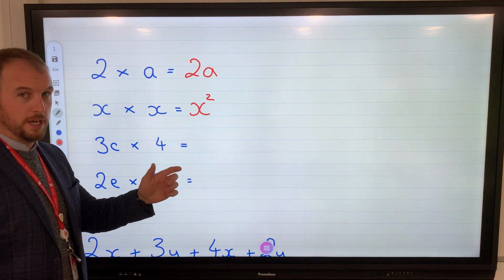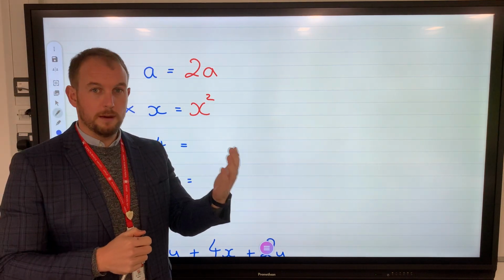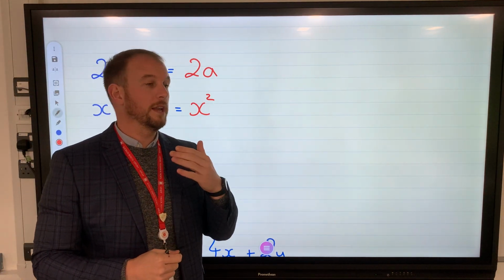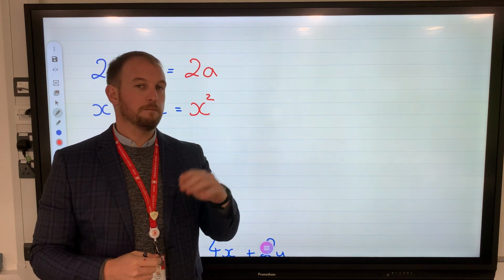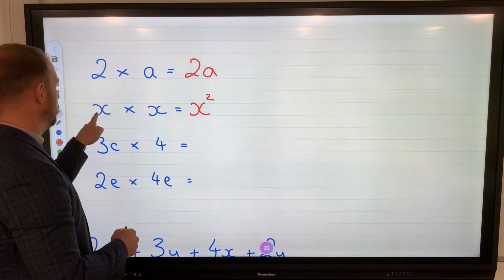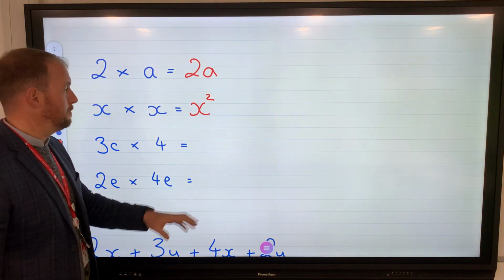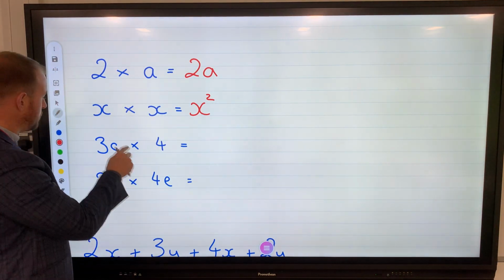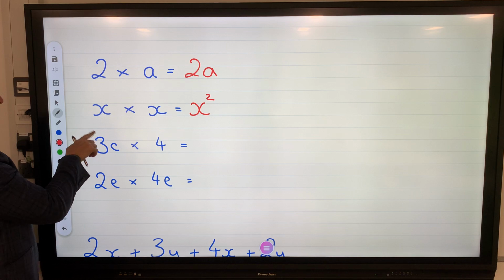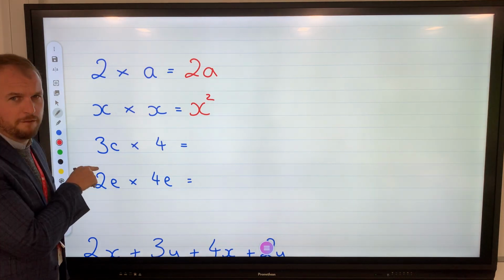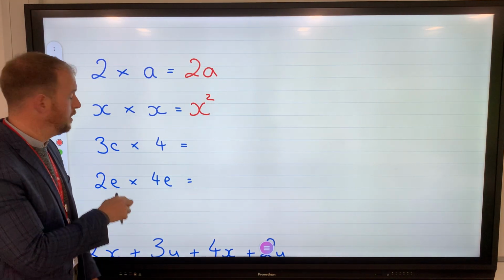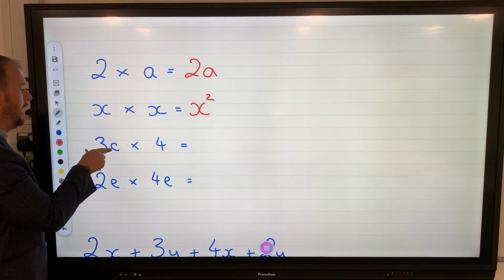Remember primary school things now. How would you define a square number? Oh, it's the answer of when a number is multiplied by itself. Therefore, if x is being multiplied by itself, we simplify it by calling it x squared. Now I've got a number and a letter. The number in front of the letter, we call it a coefficient. So I've got a coefficient and a variable here.